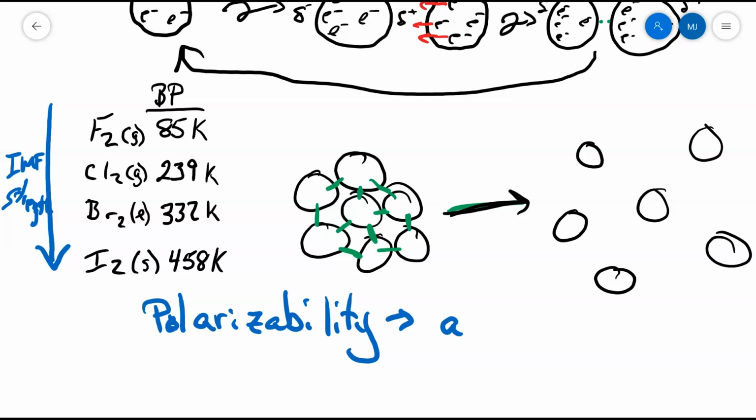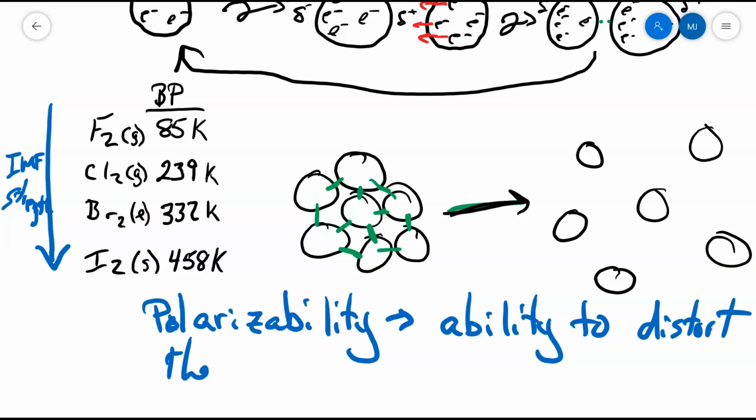This is the ability to distort the electron cloud. So iodine is more polarizable. You can distort its electrons more, create a stronger attraction between neighboring iodine molecules.